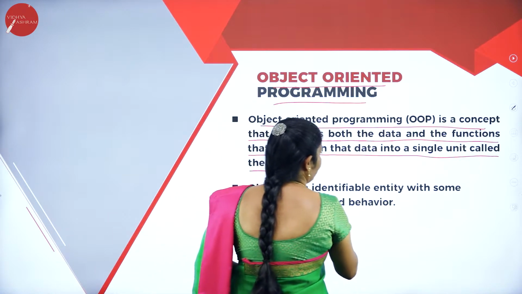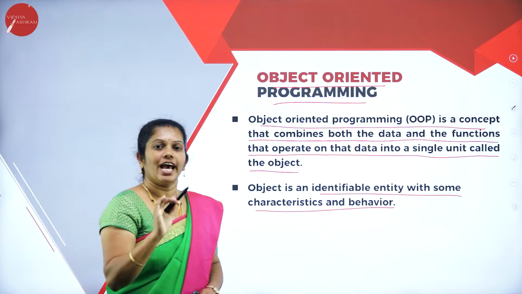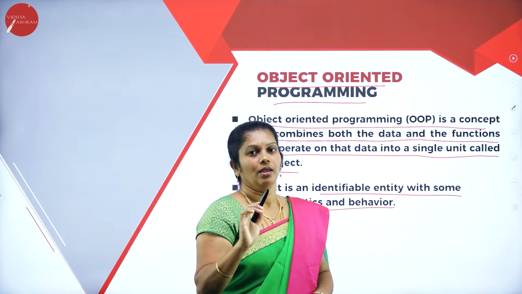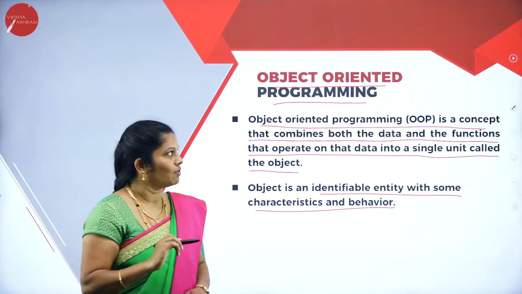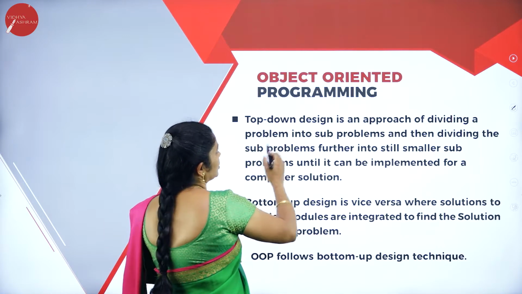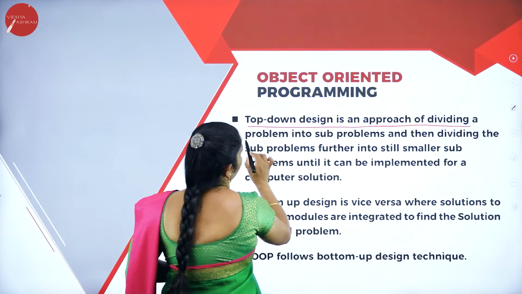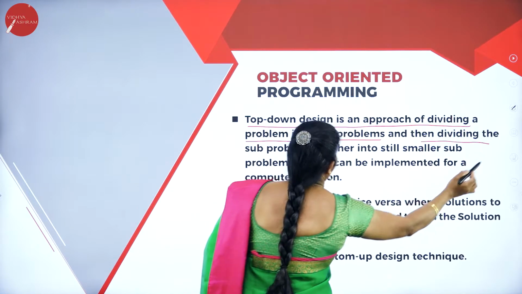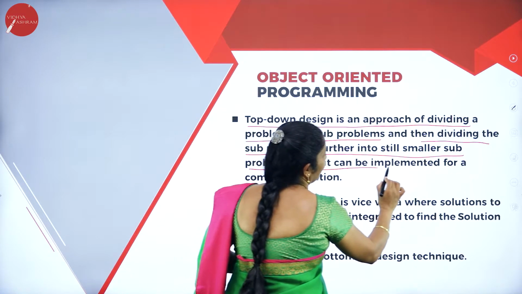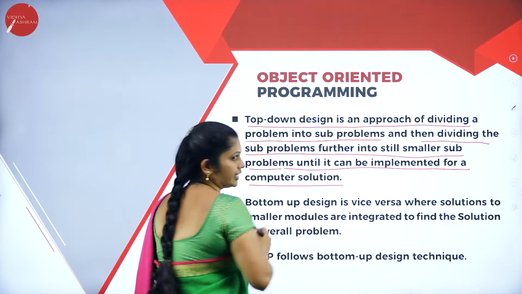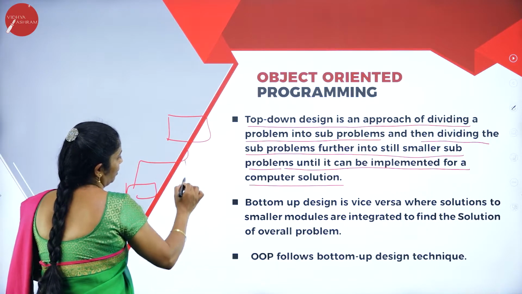The object is an identifiable entity with some characteristics and behavior. Each object has its own characteristics and behavior, whereas an object is a real-time entity which has some characteristics as well as behavior. Next, top-down design is an approach of dividing a problem into sub-problems and then dividing the sub-problems further into still smaller sub-problems until they can be implemented for a computer solution. Consider we have one main problem that we are dividing into sub-problems.